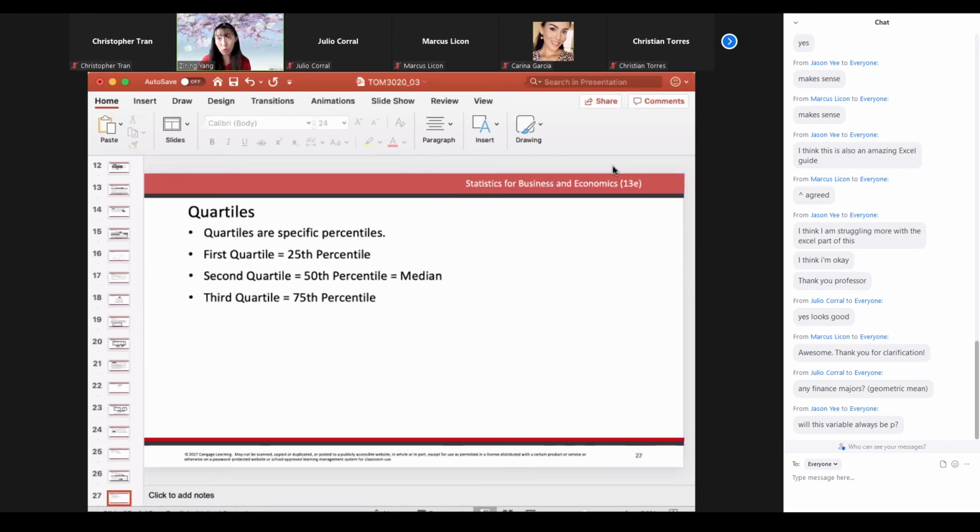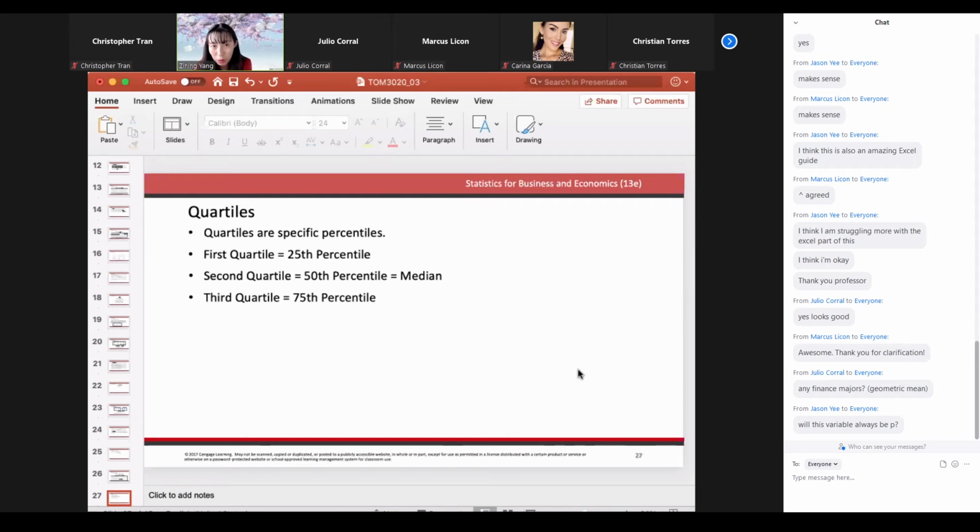And similarly for quartile, we just cut the 100% into 25%, 50%, and 75% for the first, second, and third quartile. And by definition, the second quartile means the median, right? That means 50% of the data has smaller values and 50% has larger values. So those are the concepts. Sorry, let me read the chat.